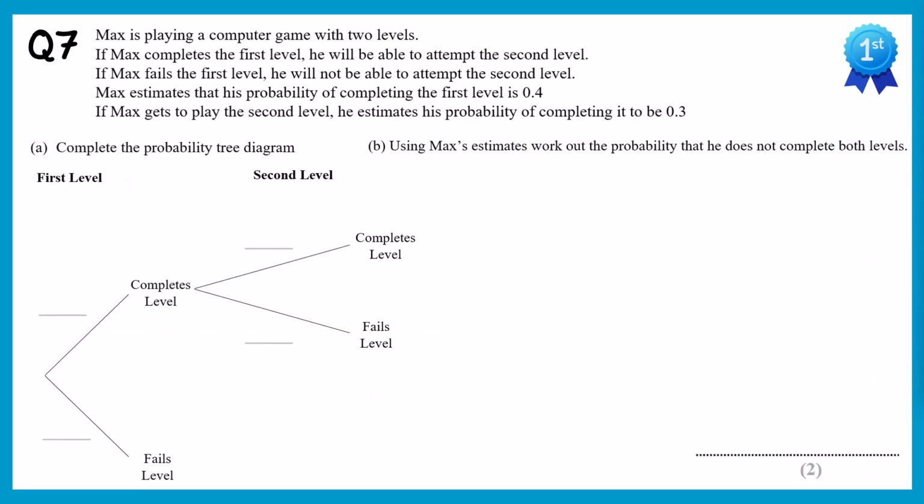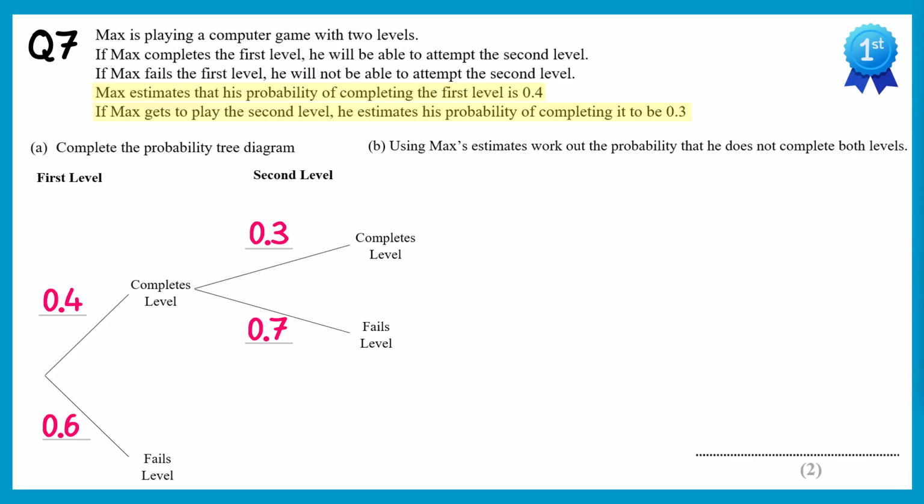In this question, we're told that the probability of Max completing the first level is 0.4, so we can put that straight onto the tree diagram. The probability that he completes the level is 0.4, so the probability he fails the level must be 1 subtract 0.4, which is 0.6. We are also told the probability he completes the second level is 0.3. So if we do 1 subtract 0.3, we get the probability he fails the level, which is 0.7.